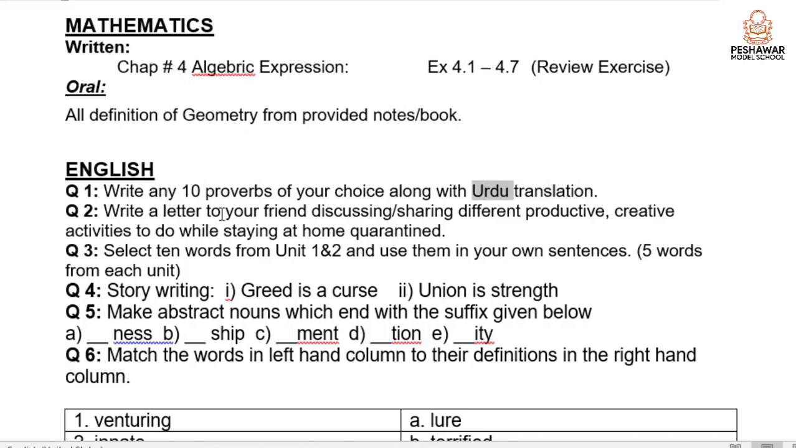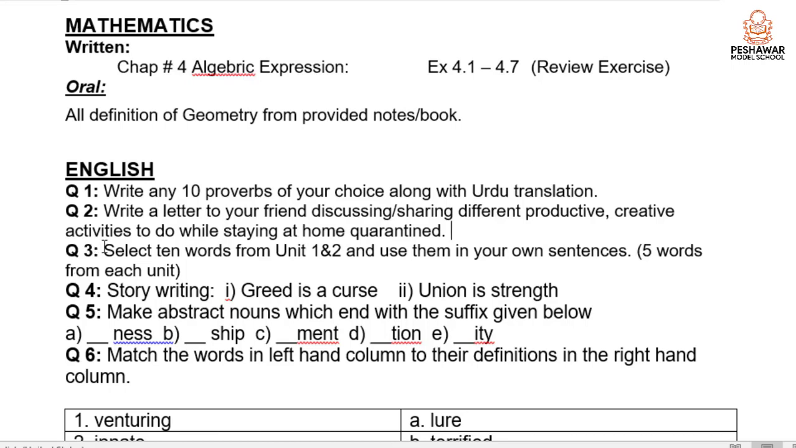Okay, question number 2 is, write a letter to your friend discussing and sharing different productive creative activities to do while staying at home in quarantine. So that can be very interesting. You have to write a letter to your friend and share all those activities which you are doing on a daily basis. So you will be practically writing this letter and telling your friend all the real daily activities, like if you are playing table tennis, if you are playing PUBG, and along with that you have revised, like, biology chapter number 7 or chapter number 2. So you have to write all these activities.